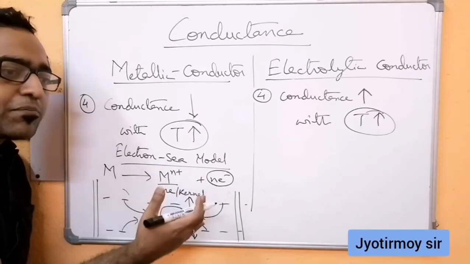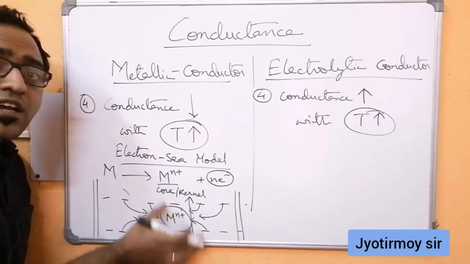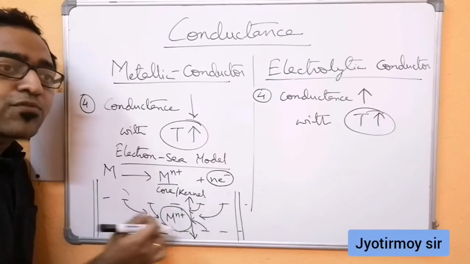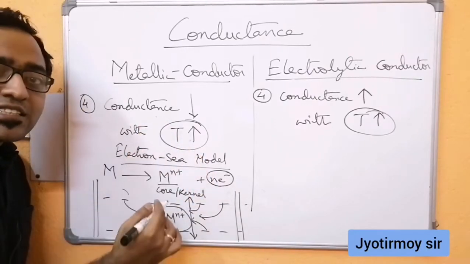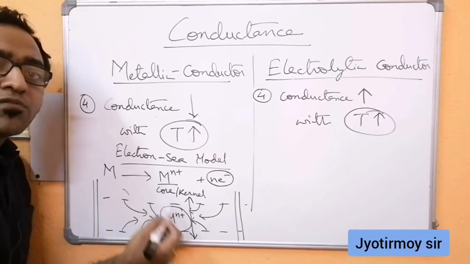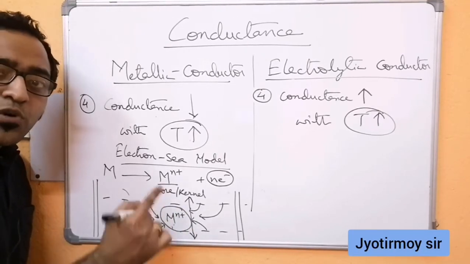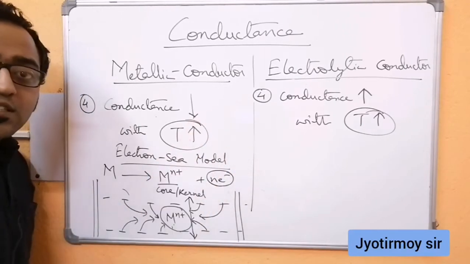So the higher the temperature, the higher is the vibration and the higher is the restriction in the flow of electrons. So with rise in temperature, conductance decreases. This is due to vibration of the core or kernel of the metal. Hope you understand all these things. Next we will move on to the electrolytic conductor.